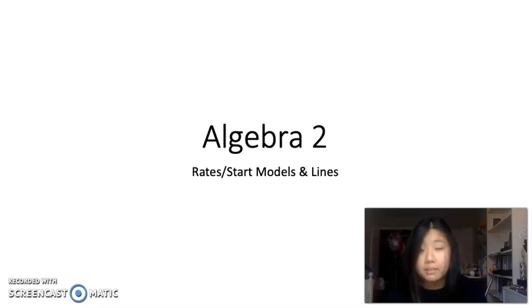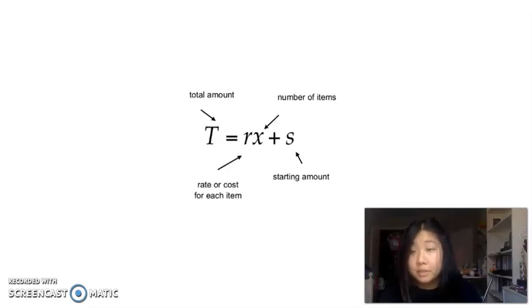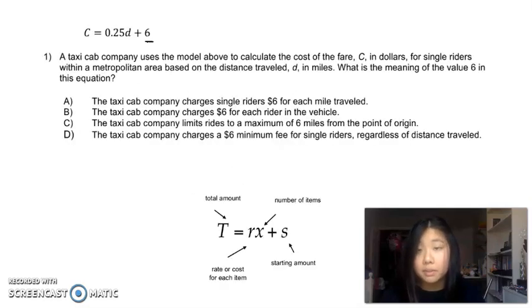Today we're going to be looking at rate/start models and lines, which is another component of Algebra 2. Rate and start models use this general equation, which is T equals Rx plus S, where T represents the total amount, R represents the rate or cost for each item, X represents the number of items, and S represents the starting amount. So we can use this equation to solve multiple problems.